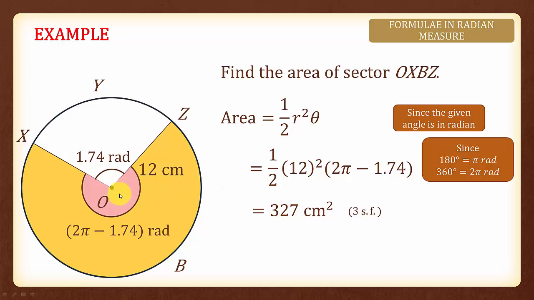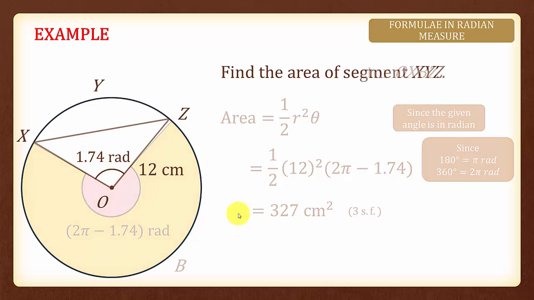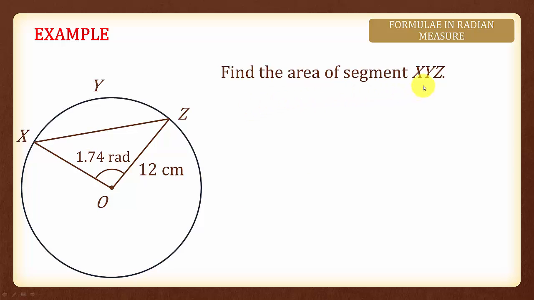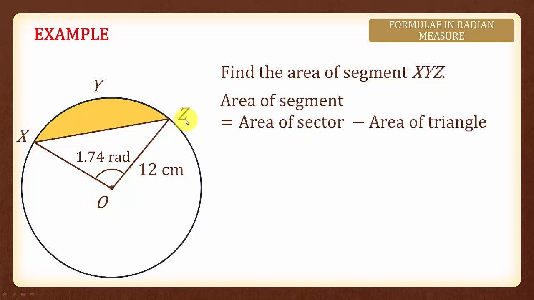It is important to stress once again that to find the angles at the points, we cannot use 360 degrees. Instead, we need to convert 360 degrees to 2 pi radian. Next, let's look at how to find the area of segment XYZ when the angle given is in radian. The area of the segment XYZ can be found using the area of the minor sector minus away the area of the triangle. Since the angle is in radian mode, we will use the formula half r square theta for area of sector. The area of triangle remains unchanged, which is half AB sine C.